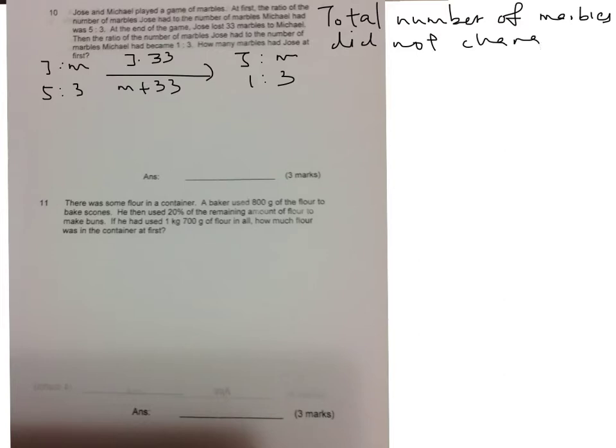Okay, first of all, you must know one very important thing for question 10, that the total number of marbles did not change. So before and after the end of the game, it did not change. So initially, 5 plus 3 is actually 8 units. Now here, 1 plus 3 is only 4 units. We know that they did not change at all, so actually the ratio could be written as 2 is to 6. This will give us 8 units.